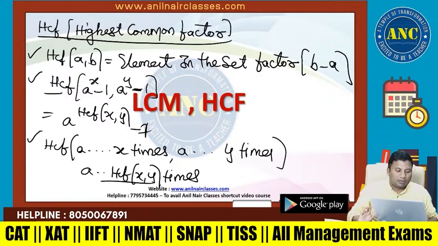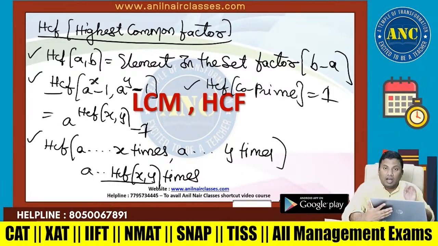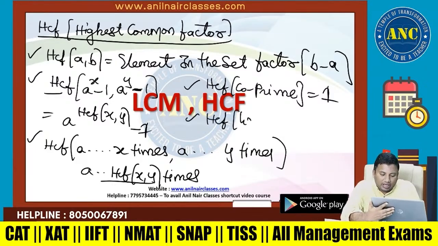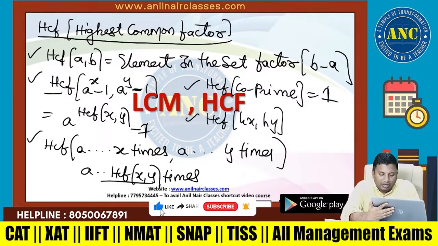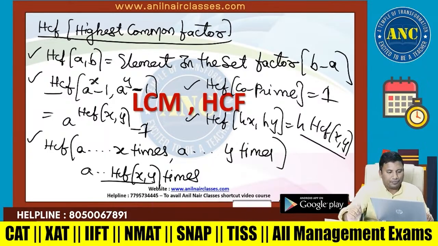Then we discussed HCF of co-prime numbers is 1. Another important concept: HCF of Hx comma Hy. If H is common, it is H into HCF of x comma y. These are some of the concepts which we discussed.